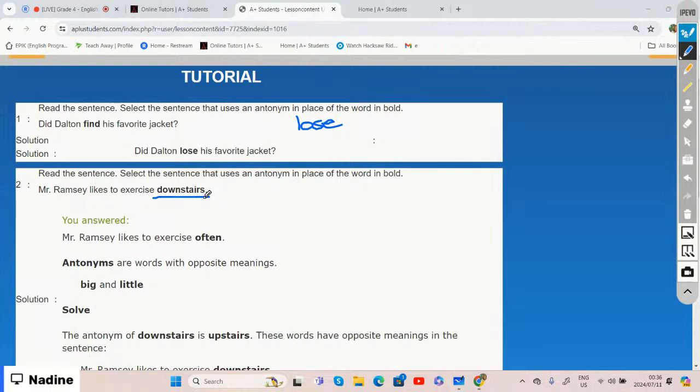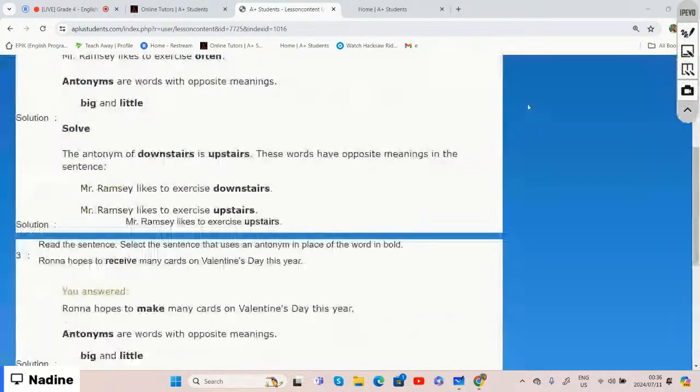So we need to say the opposite of downstairs. If I am not downstairs, then I am upstairs. So if we don't exercise downstairs, we exercise upstairs. Well done. If it's not down, then it's up, or if it's not up, it is down. So well done.